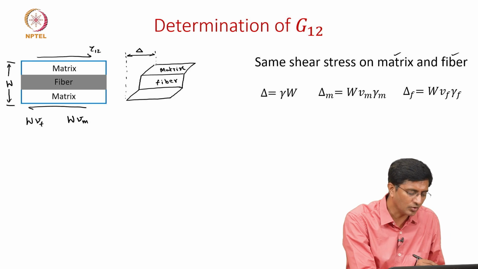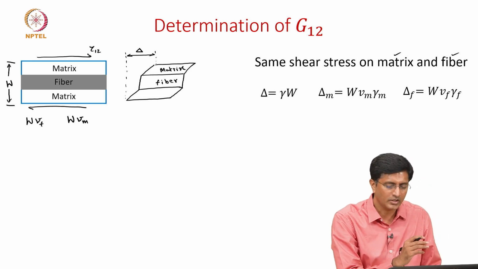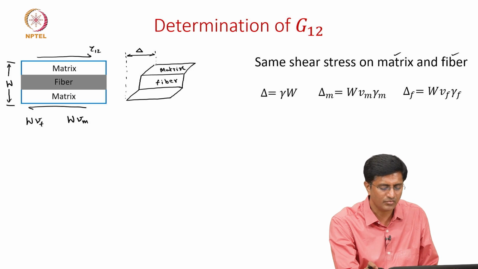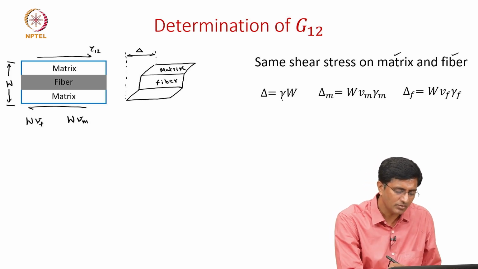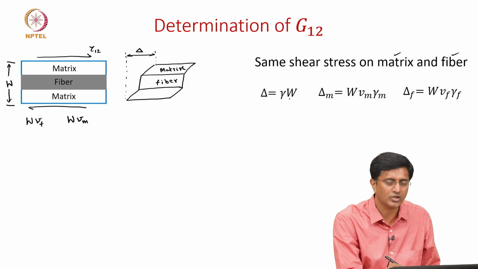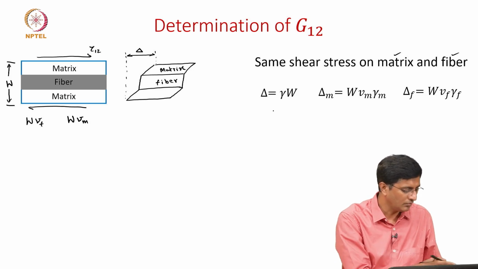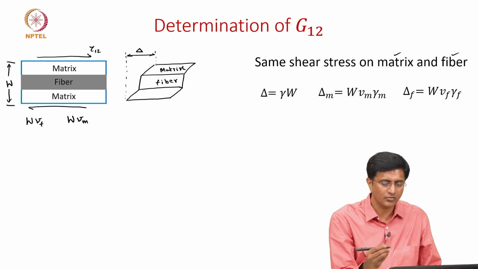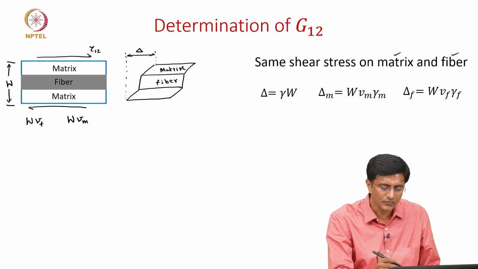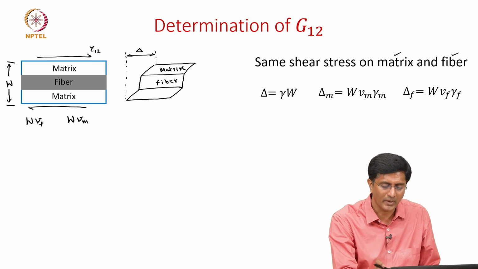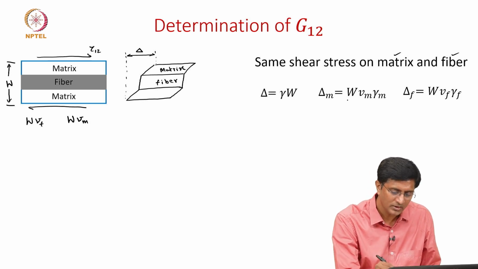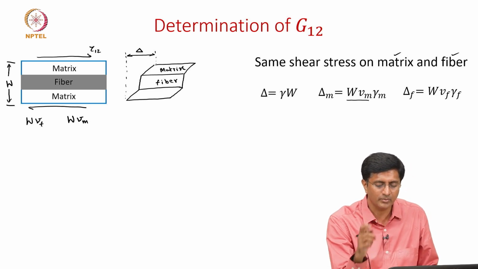So delta is the total movement that we see here, which is a contribution from the matrix as well as the fibers. So how do we write this delta? We write it as shear strain times the total width W. W we have already shown, and shear strain is what we'll be looking at from now. So we can use the same expression for matrix and fibers, because we already said the product of W times VM will give you the actual width of the matrix, and W times VF will give you the actual width of the fiber. That times the shear strain will give you the change delta M and delta F.